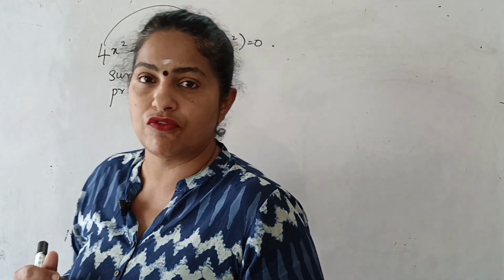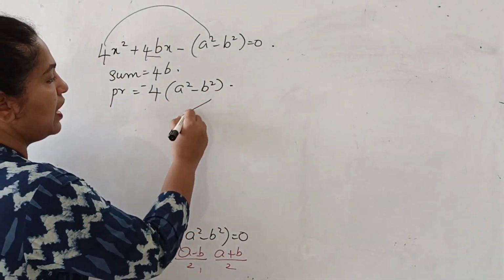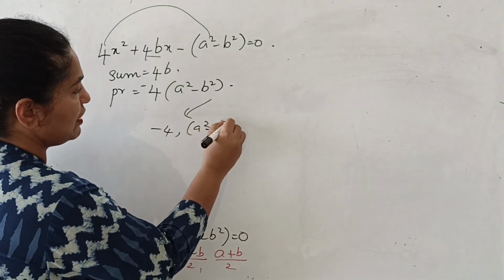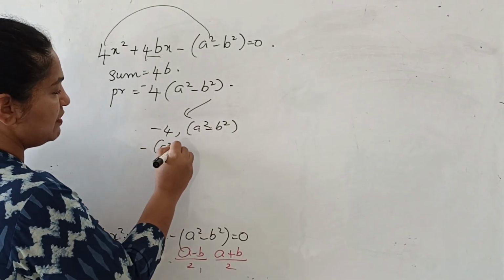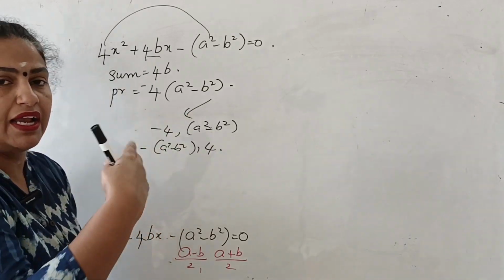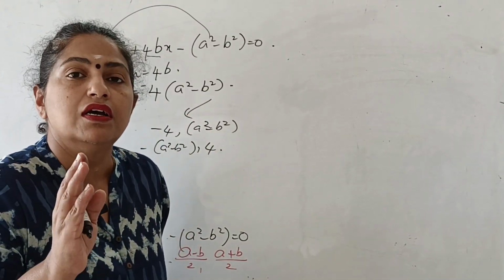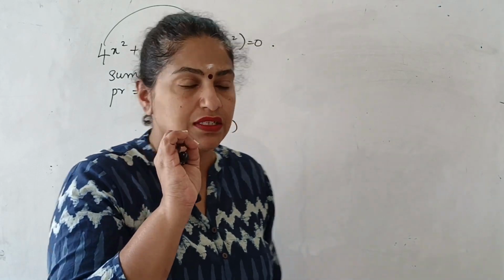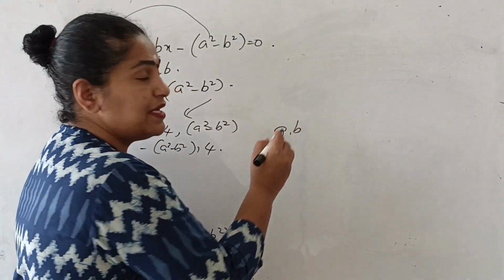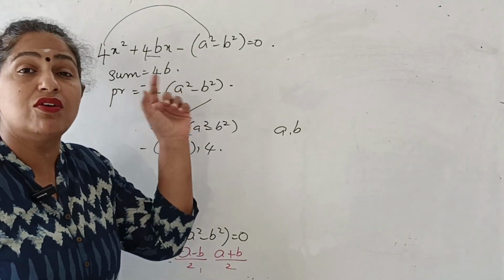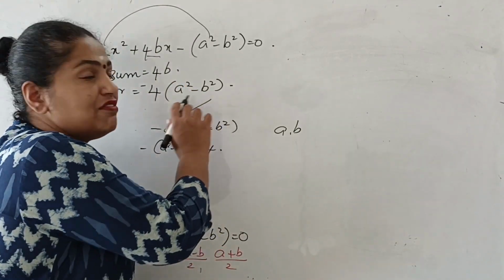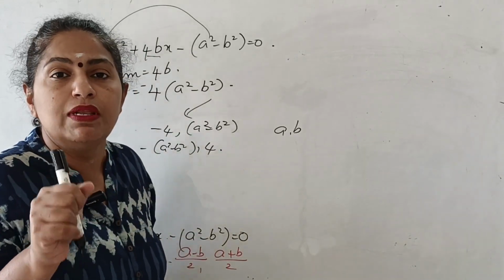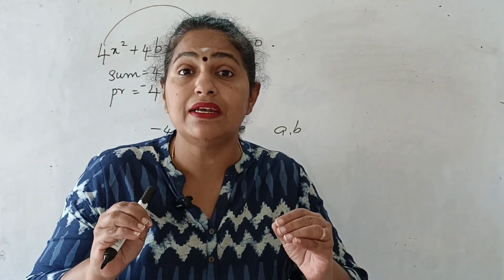Now, as I know, minus 4 into a square minus b square can be split in a variety of ways. Minus 4 and a square minus b square is a factor. Minus of a square minus b square and 4 is a factor. And then there are multiple other factors. Now, what kind of factors should we be looking at? We should be looking at factors that have a and b terms, because our sum has got a b term in it. It does not have a b square term or an a square term. It has a b term in it. So I should be looking for factors that have b terms in it.